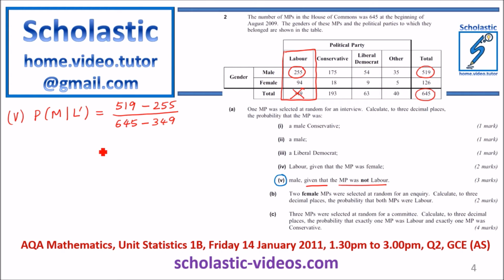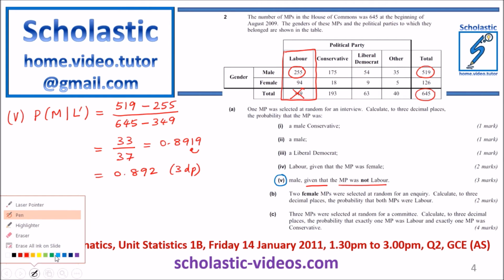So when you simplify this one, you get 33 divided by 37, which is equal to 0.8919, which is equal to 0.892. This 9 makes it 2 because 9 is more than 5, so add 1 to that. That is for 3 dp. That is the answer.